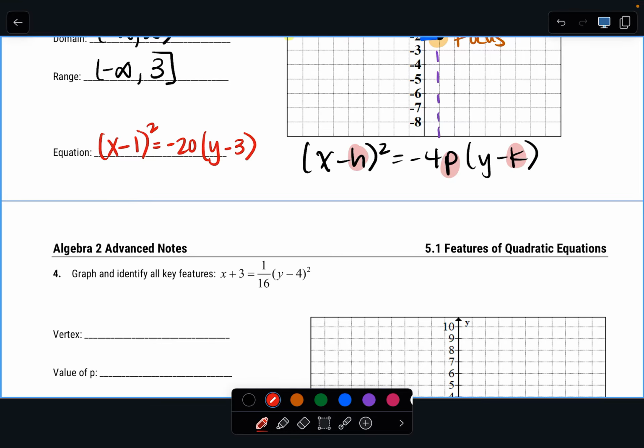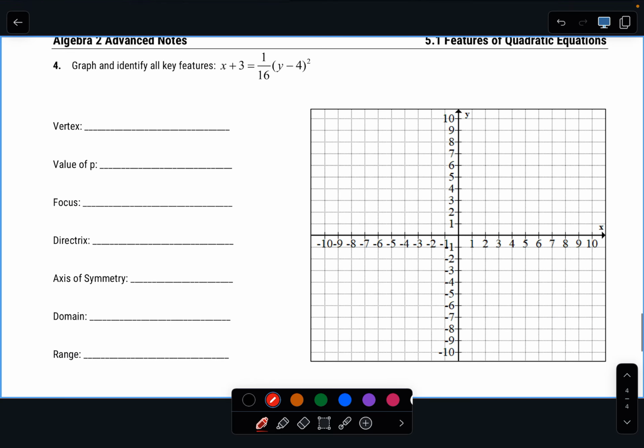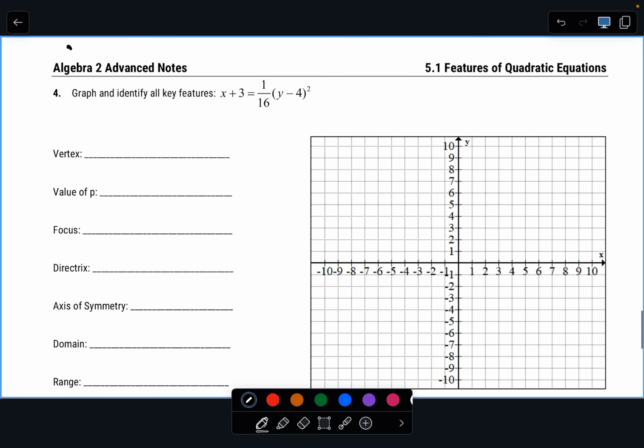Okay, let's try one where we have to graph it. So let's do that first. This one is a little bit mixed up. If it's mixed up, the biggest piece of advice I can give you is to go in and put it into the form like the table.